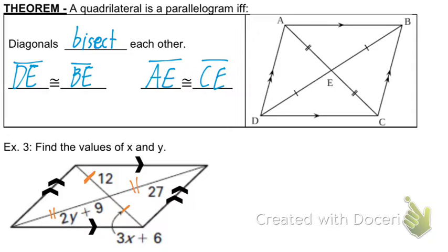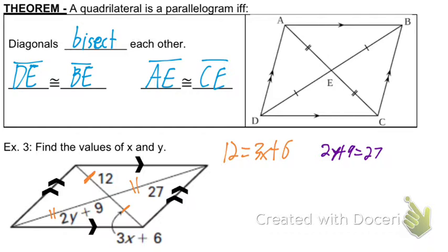So what's one equation I could set up here to find x or y? 12 equals 3x plus 6. Very good. What's the other equation I could use to find y? 2y plus 9 equals 27. I set congruent things equal to each other. Have we been doing that for a long time in this class? Yeah, set things up that are congruent, equal.